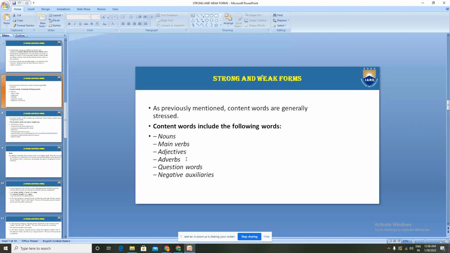are also stressed, and negatives too. So all these content words are understood as the strong words. Whenever we encounter these content words, we have to put force.